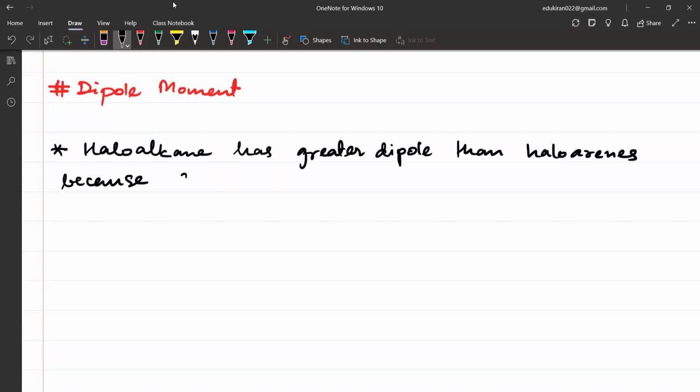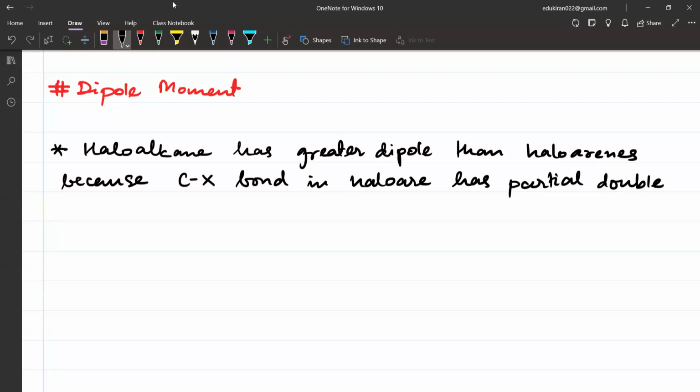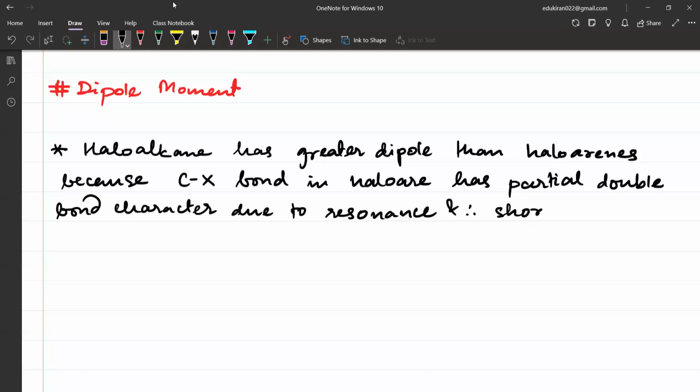Because the C-X bond in haloarene has partial double bond character due to resonance, and therefore it is shorter. Okay. First thing is that.